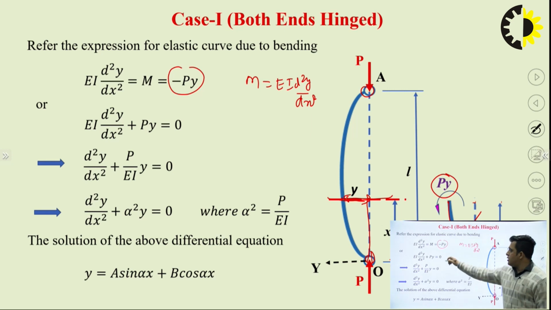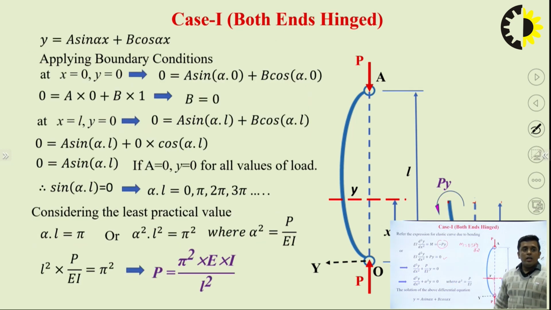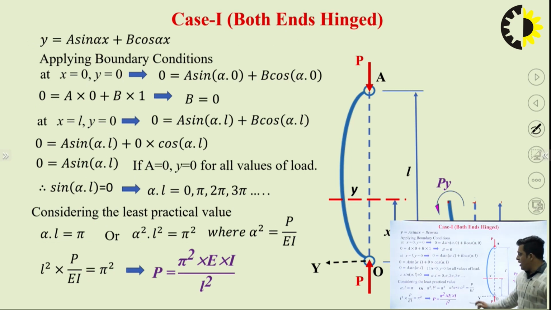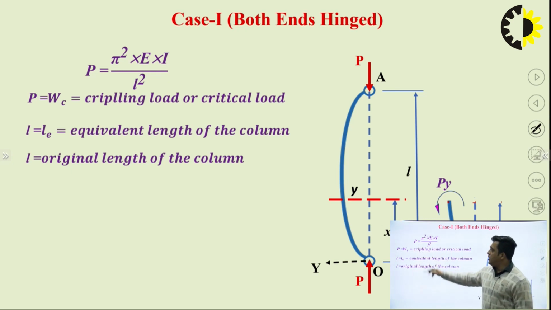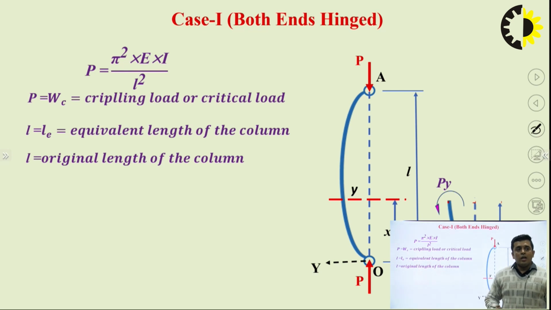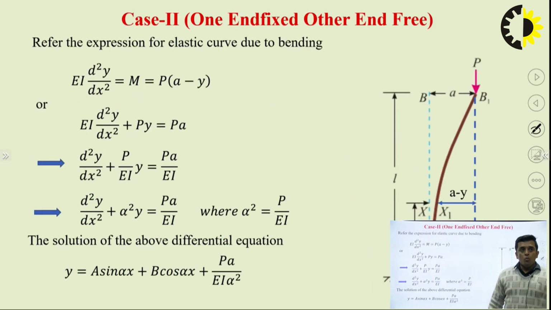Now shifting the term to the right side and solving the differential equation which we have seen, finally we got the result: P equals pi square EI upon L square. In this result, what is P? P is the crippling load or the buckling load, L is the equivalent length, and L is the original length of the column. So this we have discussed previously. Now what is in the second case?